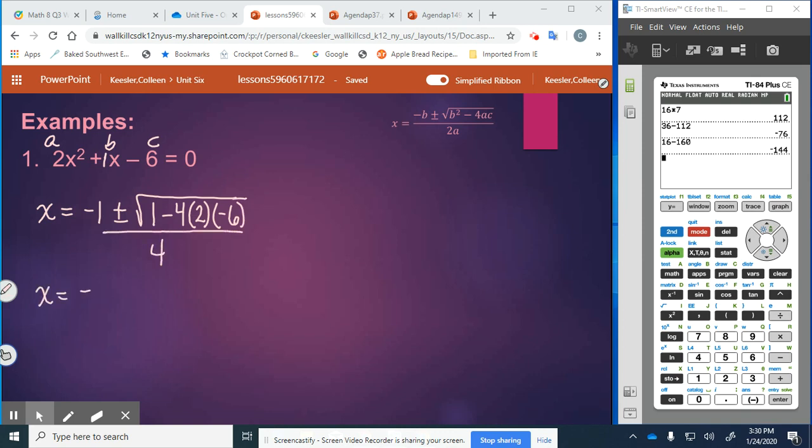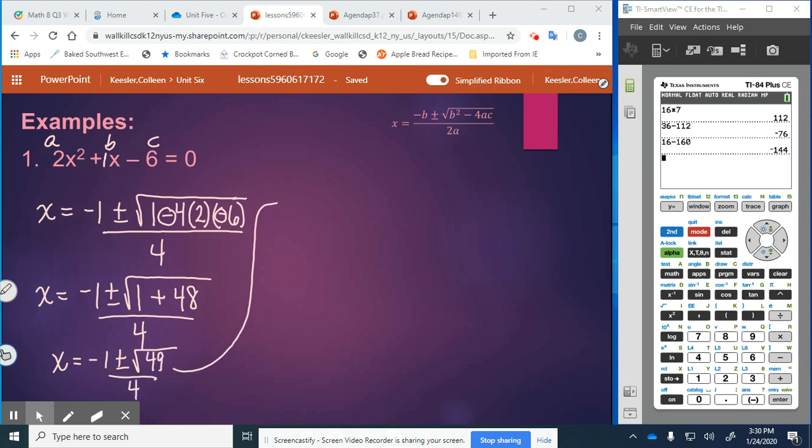So x equals negative 1 plus or minus the square root of 1, and then a negative times a negative is a positive. 4 times 2 times 6 is 8 times 6, which is 48, all over 4. Now we can simplify that further. We have x equals negative 1 plus or minus the square root of 49 all over 4. That makes this one really easy to do because 49 is a perfect square. So we get x equals negative 1 plus or minus 7 all over 4.